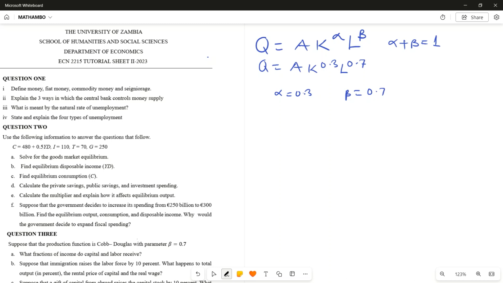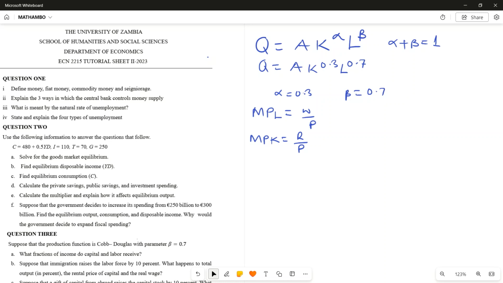But we need to prove this mathematically. Now what we know is that any profit maximizing firm will hire units of labor and capital up to a point where the marginal productivities of these two factors of production equal their real price, right? This means that any profit maximizing firm will hire labor up to a point where the marginal product of labor is equal to the real wage. And this firm will also hire units of capital up to a point where the marginal product of capital is equal to the real rental rate of capital, R over P.